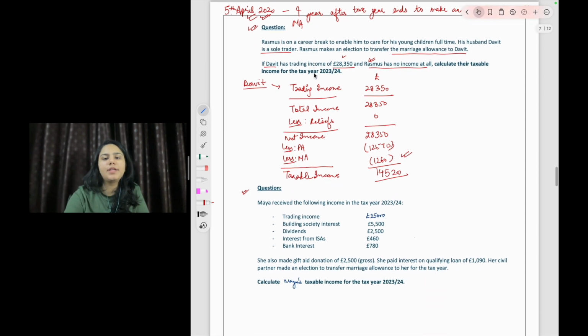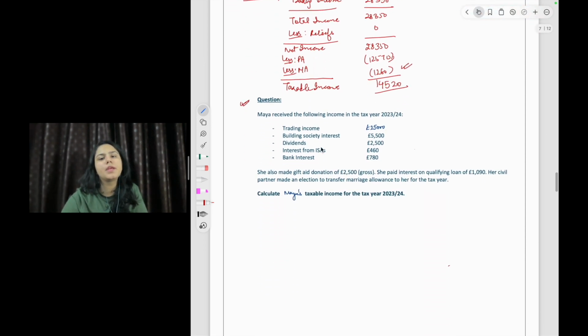Alright everyone, let's move to the next question. Now, here Maya received trading income of 25,000, building society interest of 5,500, dividend of 2,500, interest from ISAs which is exempt, and bank interest of 780. Now, I forgot to tell you one thing: whenever an income is exempt, you do not eliminate it from your calculations. You write the value as 0. We include it in our taxable income computation, but with the value 0. All right, let's see how we do it.